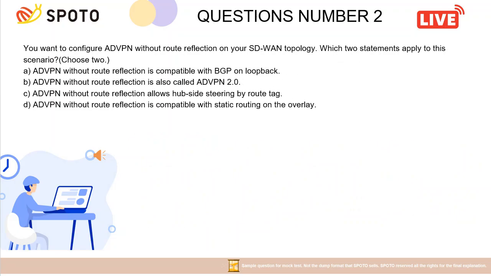Question 2. You want to configure ADVPN without route reflection on your SD-WAN topology. Which two statements apply to this scenario? Choose 2. A. ADVPN without route reflection is compatible with BGP on loopback. B. ADVPN without route reflection is also called ADVPN 2.0. C. ADVPN without route reflection allows hub-side steering by route tag. D. ADVPN without route reflection is compatible with static routing on the overlay. You have 15 seconds to answer.